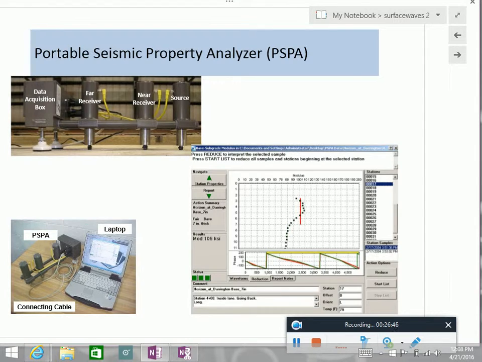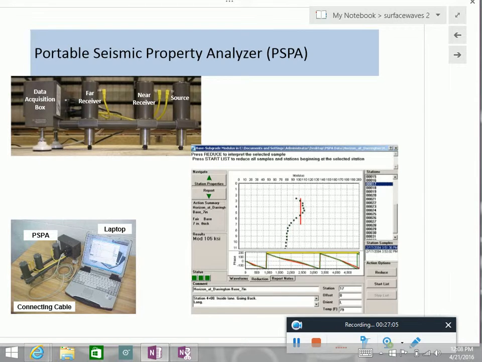Because it's harder. FWD, they understand, it's easy for them, they drop a weight, they look at deflections, but there are 2 sources, there are geophones, you have to lower them, and then you have to go through inversion, and they just, right.